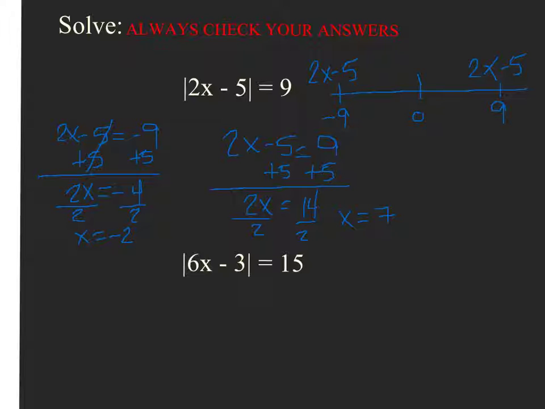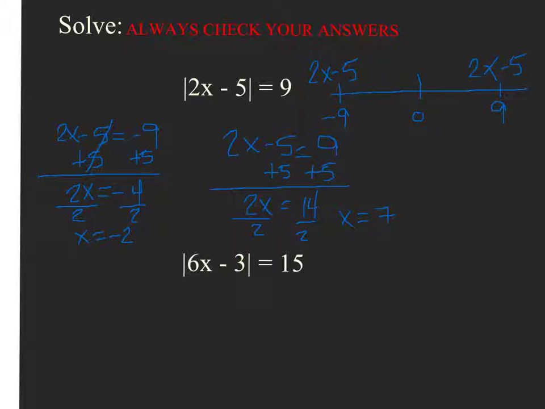Now you'll notice at the very top in red it says always check your answers. I don't mean to actually write something down. I just mean to check it. So let's look at -2. -2 times 2 is -4. -4 minus 5 is -9. The absolute value of -9 is 9. So that one pans out. That works.